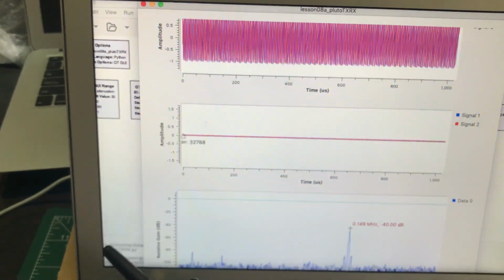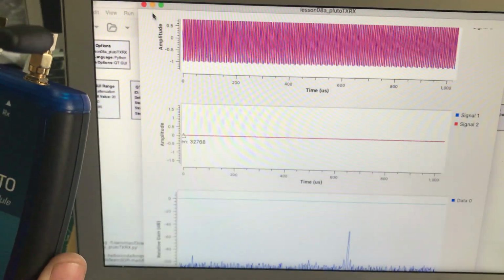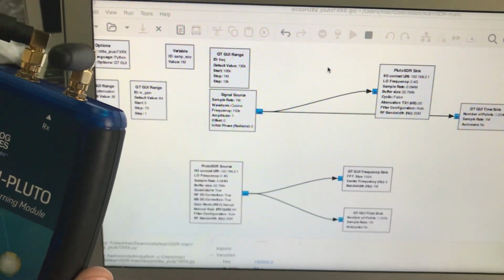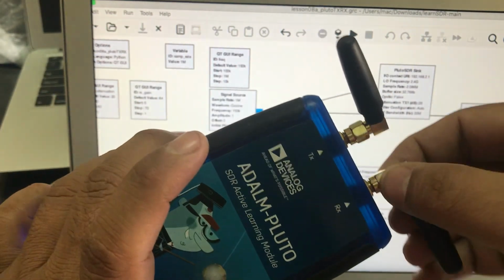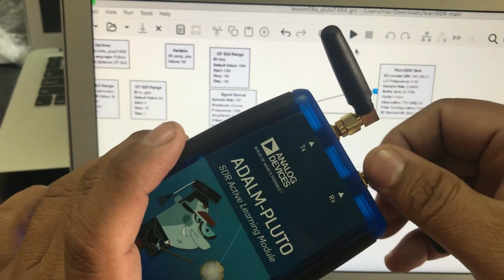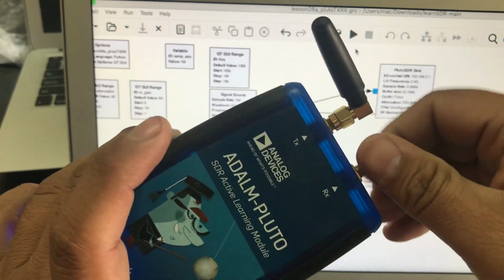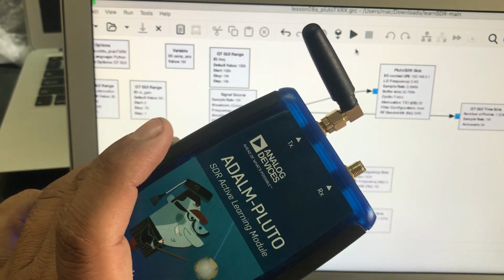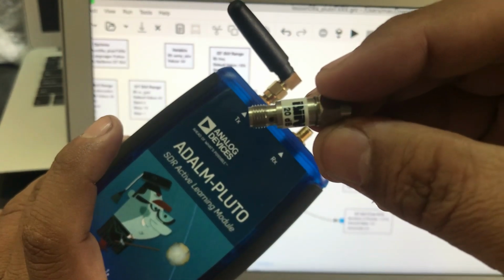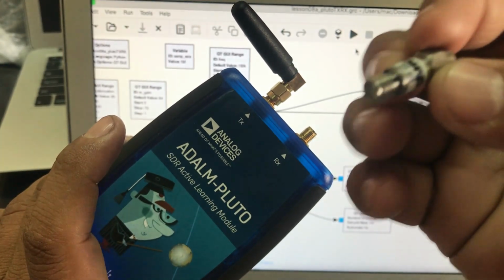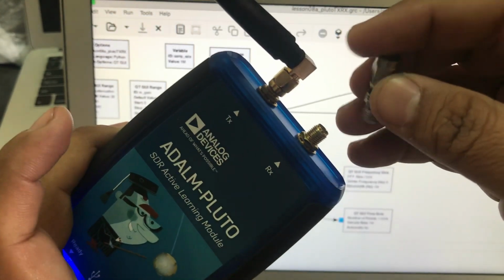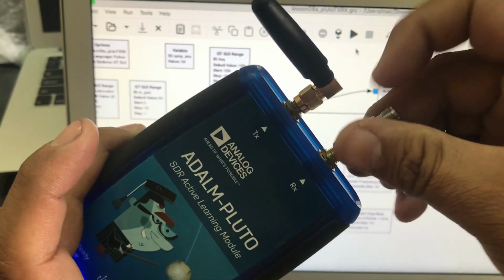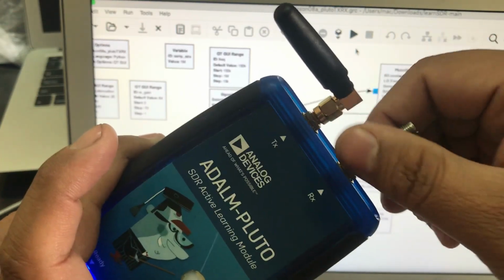So now I'm going to stop this flow graph. What I'm going to do is unscrew my antenna, and I'm going to put a 20 dB attenuator. I hope you can clearly see this is indeed a 20 dB attenuator. I'm just going to simply screw it onto this port.